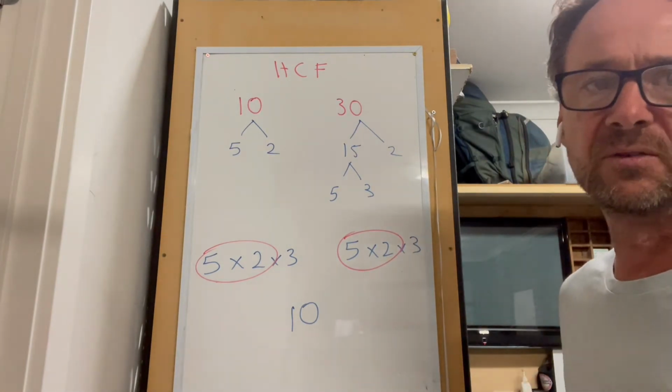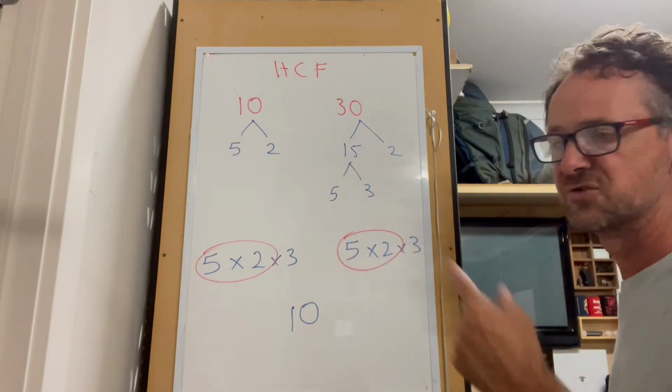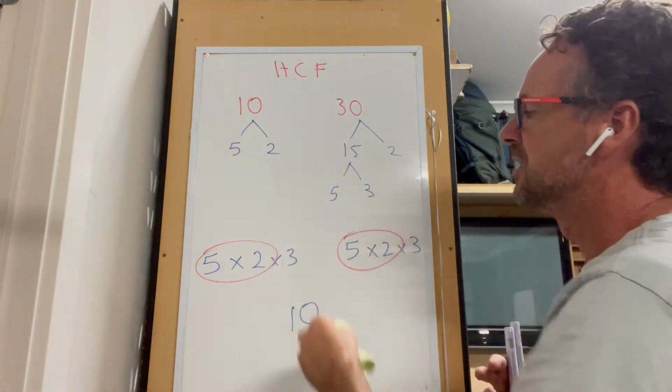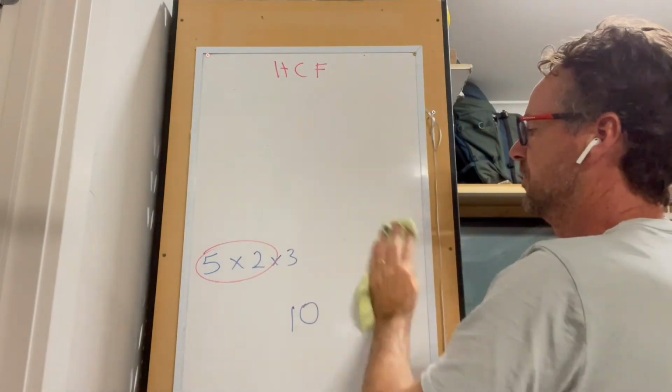The other way you could do it, you could have listed all of the factors for both numbers, and you could have just circled it from that one as well. But seeing as we've done factor trees, it was worth demonstrating how that works.